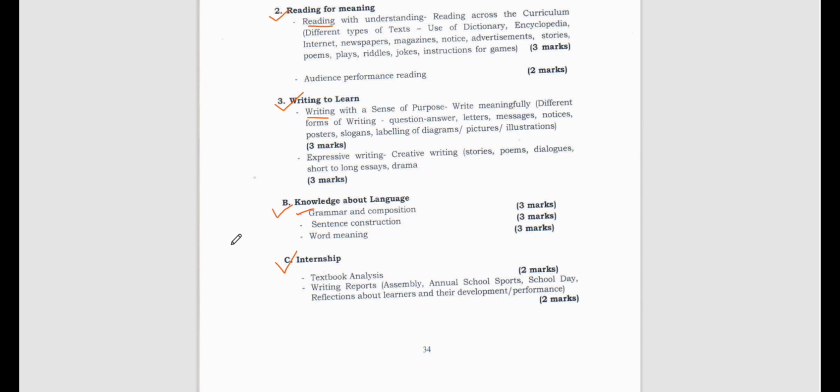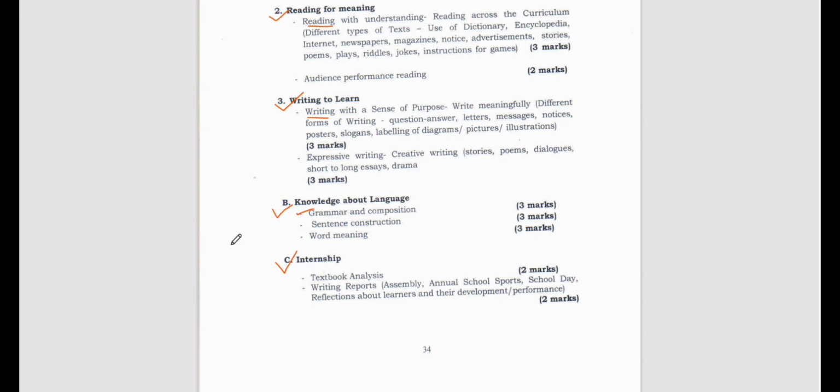Now school day, what is school day? So school day is also a type of program which is organized in the school, where the parents are invited, the teachers are invited, the students are invited, and all together they celebrate, they discuss whatever is done in the past, what needs to be improved, and how they can make the school and the students better day by day. Now reflection about learners and their development or performance.